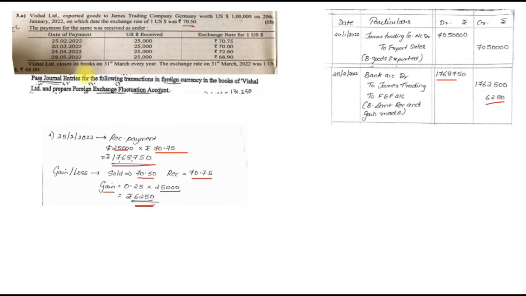Next, on 23rd March, again we are going to receive. So on 23rd March, again payment received at the rate of 70. We multiplied, 70 lakh 50. Again, you sold for 70.50 and you're receiving only 70. So there's a loss of 0.5 into 25,000. So 12,500 is the loss. Always remember, loss will always be debited. So my entry will be bank account debit, FEF account debit, to James. We wrote the bank value, we wrote the FEF value, total, and we put it on the credit side. That was entry number 3.